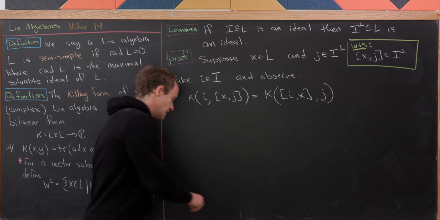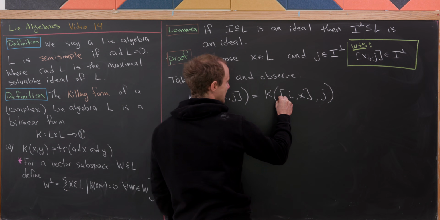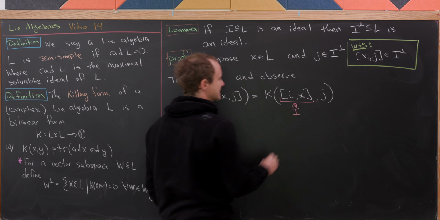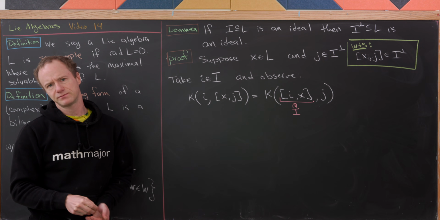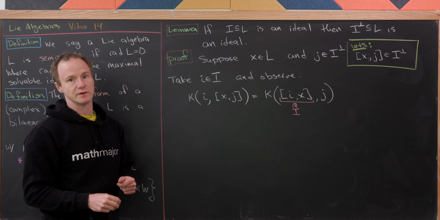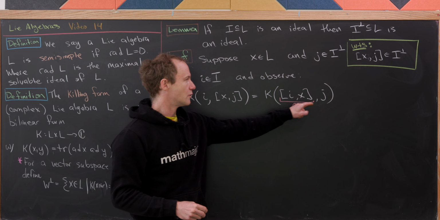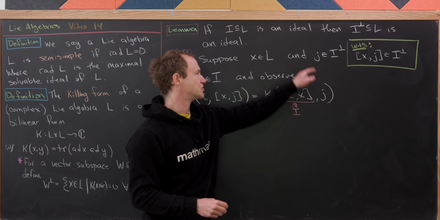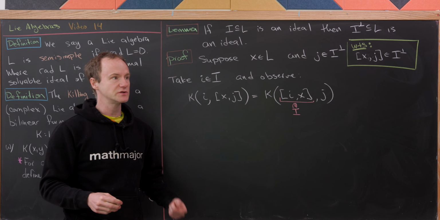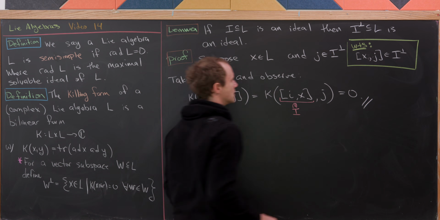Okay, nice. But now let's observe that I itself is an ideal. So that means that this object right here is inside of I. That's by the definition of an ideal. So now let's see what we're doing. We're finding the Killing form of something from I with something from I perp. Remember, j was in I perp. But if you do the Killing form of those two types of things, well, you definitely get 0.